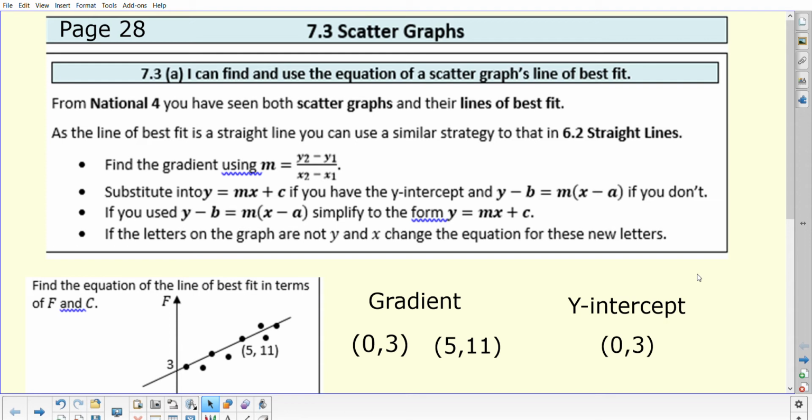And the last thing you need to remember is if the letters on the graph are not y and x, then you must change the equation for these two new letters. It's very, very important that you pick up on this, because if you don't pick up on this bit about the different letters instead of x's and y's, you will end up losing the last mark. So let's have a look at the first example.